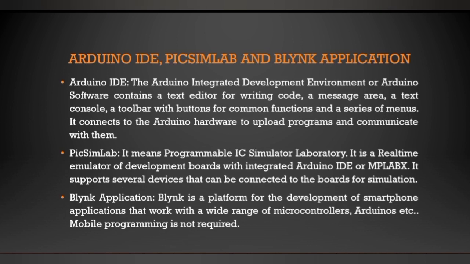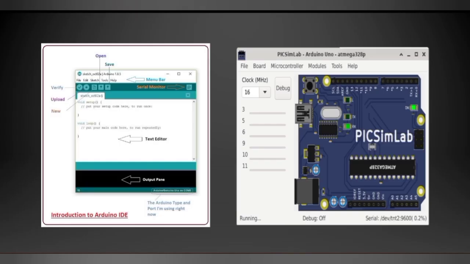Next, coming to the explanation about the Arduino IDE, Pixim Lab, and the Blink application which we have used in our project. The Arduino IDE, Arduino Integrated Development Environment, or the Arduino software, contains a text editor to write the program, and the options open, save, verify, upload, new. These are all the options we have in our Arduino IDE software, and the menu bar and serial monitor will be there.